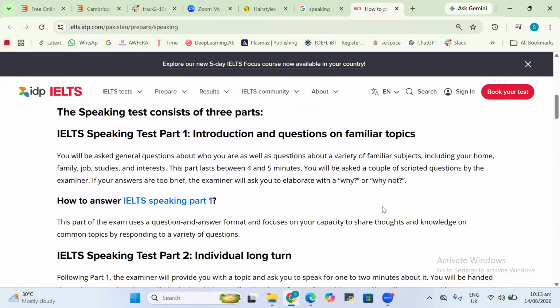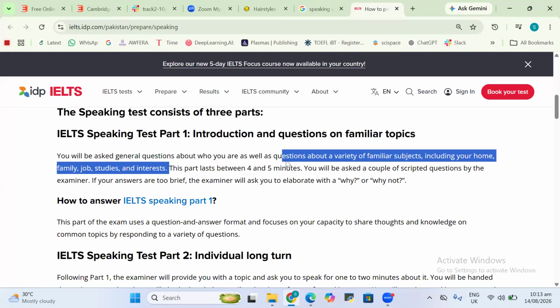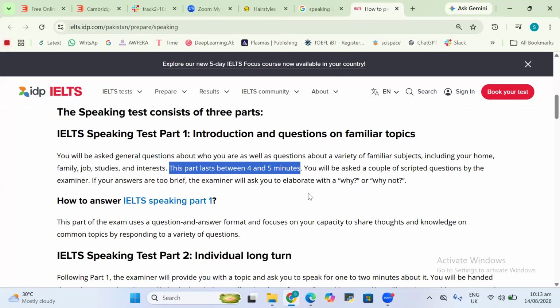Okay. So next they also describe how much time they allocate to part 1, part 2, and part 3. Here they clearly mention the examiner takes 4 to 5 minutes in part 1. In part 1 they ask you an introduction and questions on familiar topics: what you do, what you are working on, your study, your hometown. All of these topics are very familiar, so students can easily answer such questions.